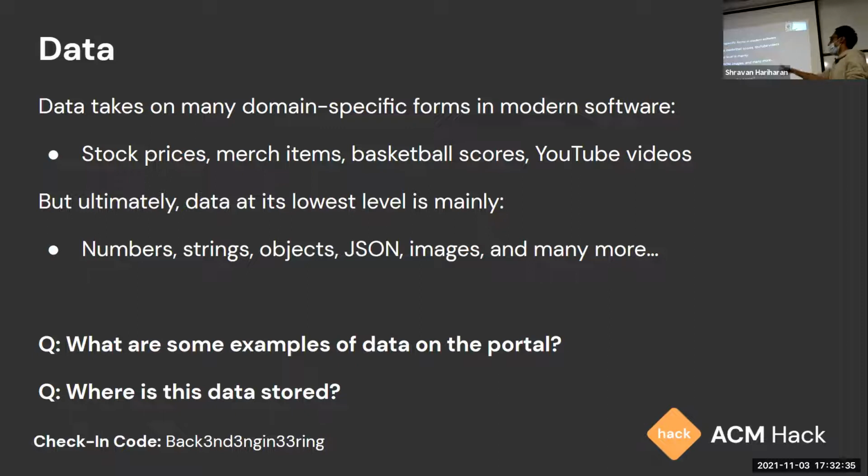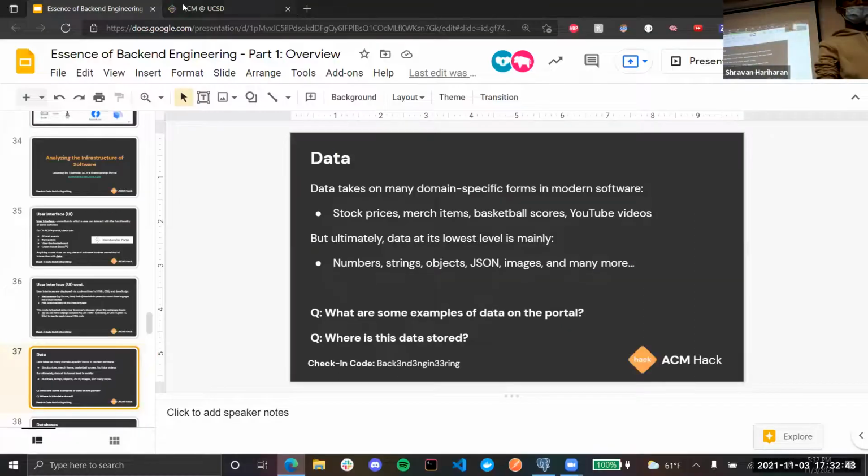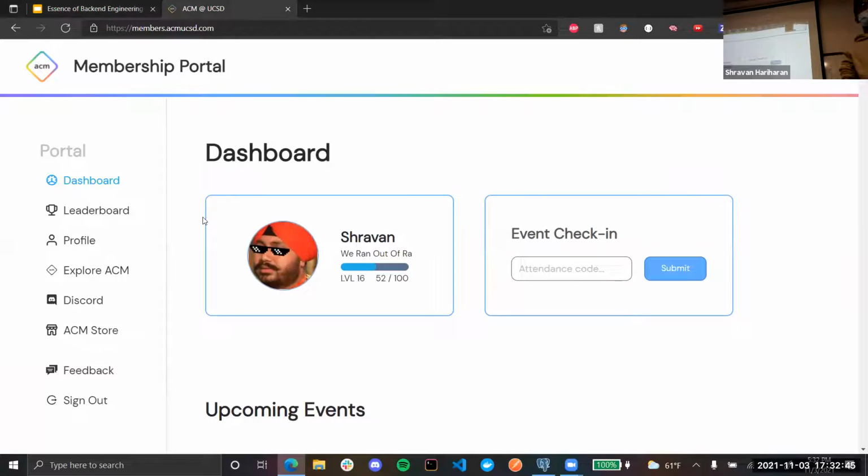So just so that everyone understands data, can some people give me an example of what kind of data is on the portal? We just had a look at the portal, I'll go back here, but what are some examples of data that's on this portal? Anyone?